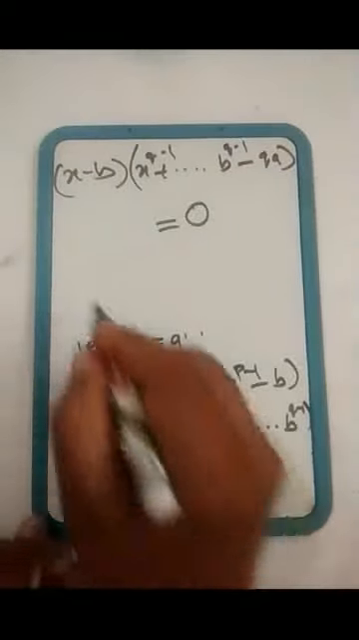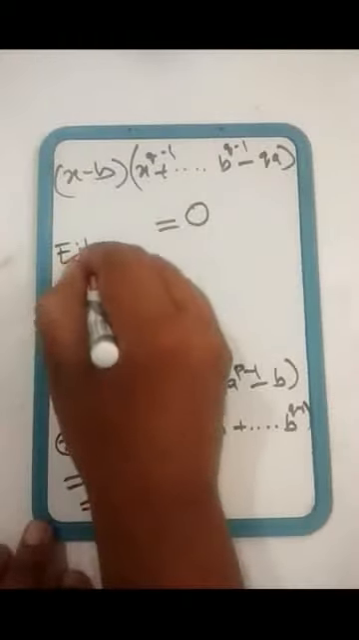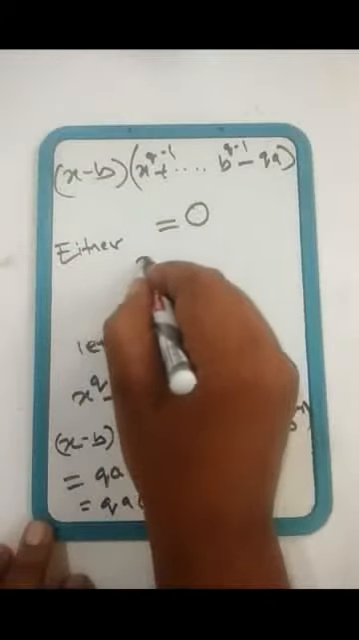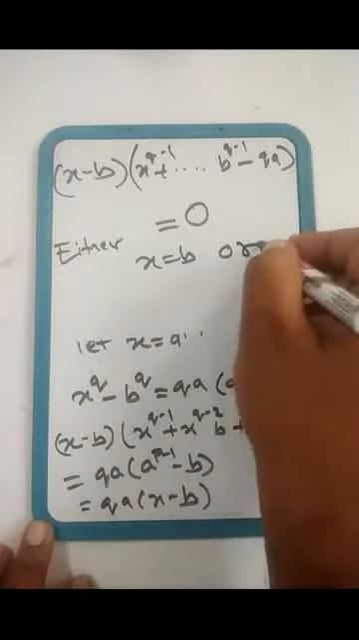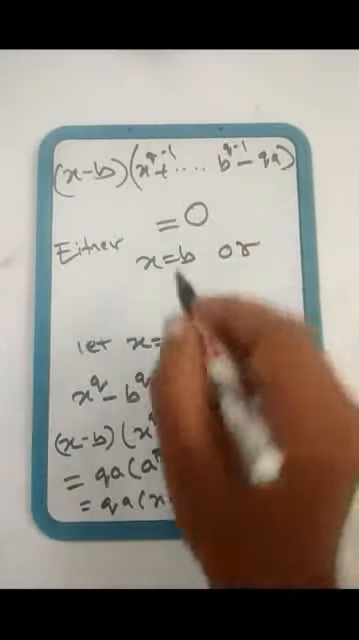So we get that either x is equal to b or the other factor is zero, or both of them.